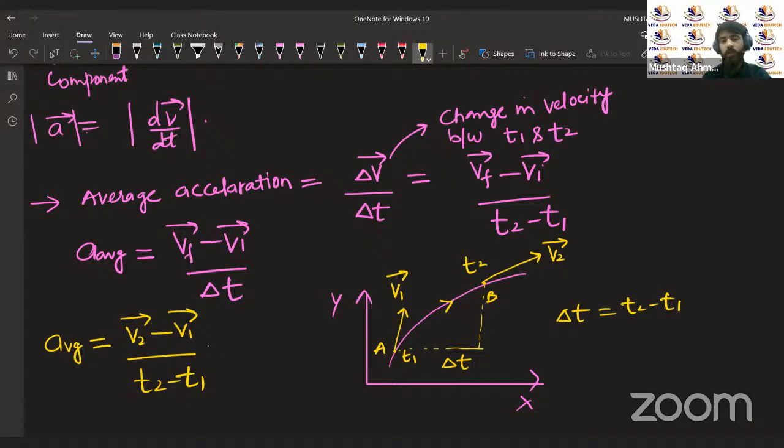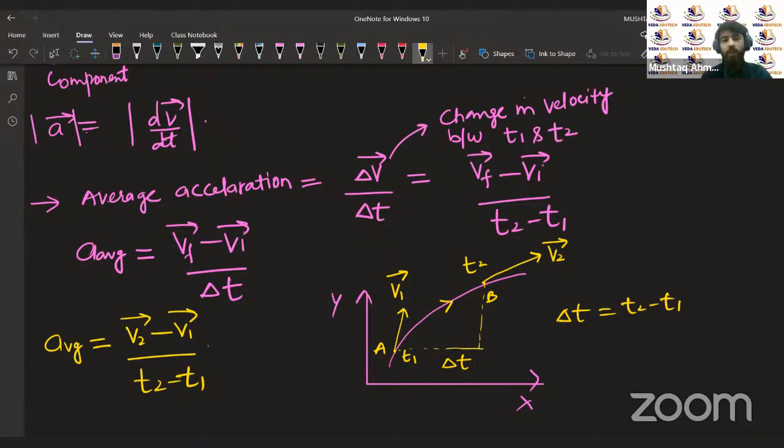Then we discussed instantaneous speed. The magnitude of the instantaneous velocity gives the instantaneous speed. And then we discussed acceleration, which is the rate of change of velocity with respect to time. It can have two components, the tangential component and the radial component. The tangential component changes the speed of a particle moving along some path. The radial component changes the direction of the velocity of a particle.